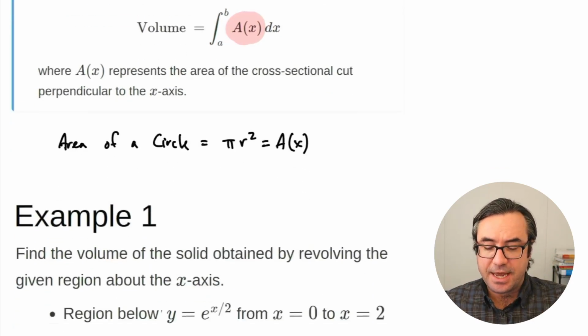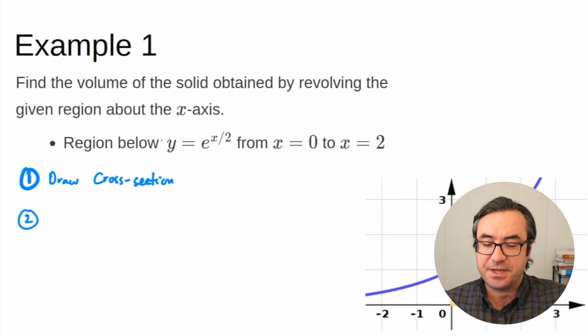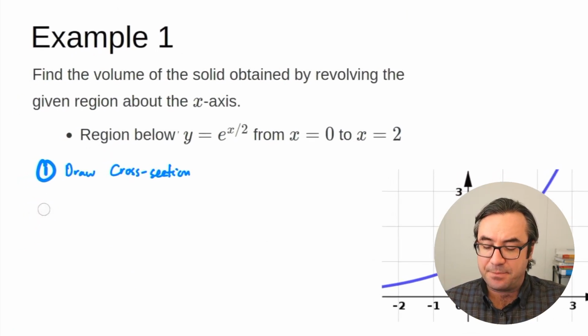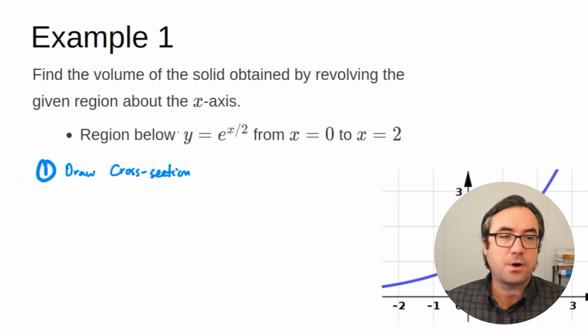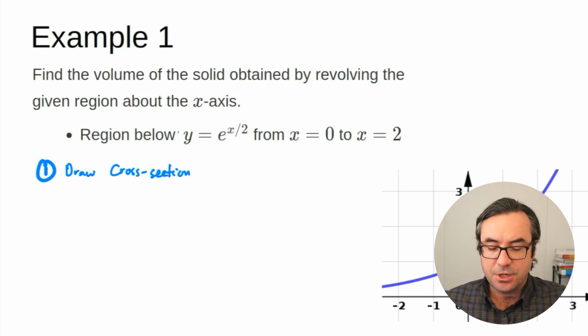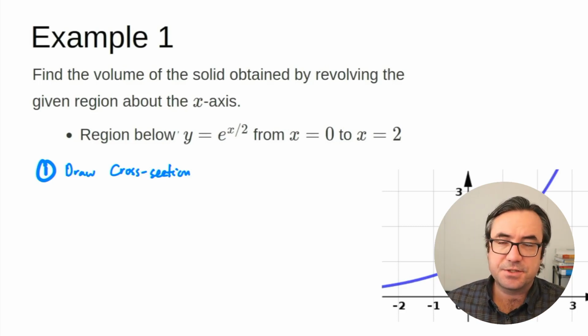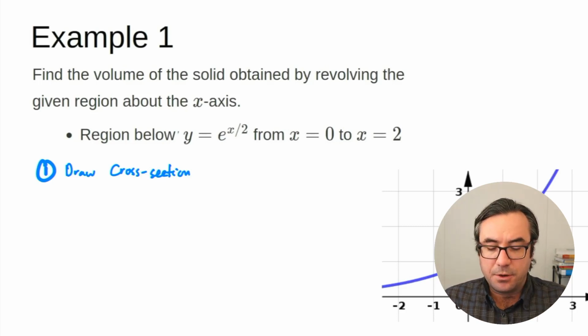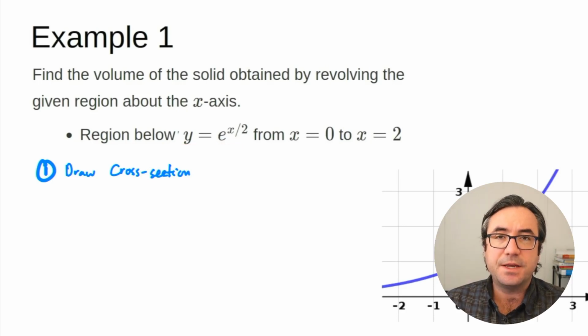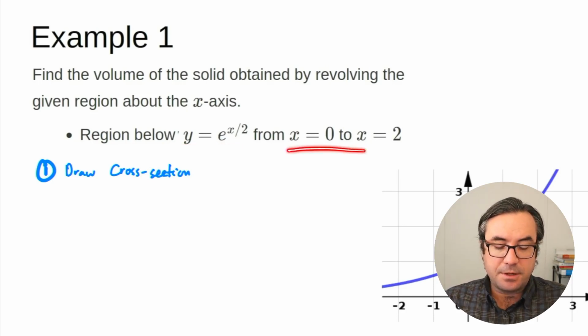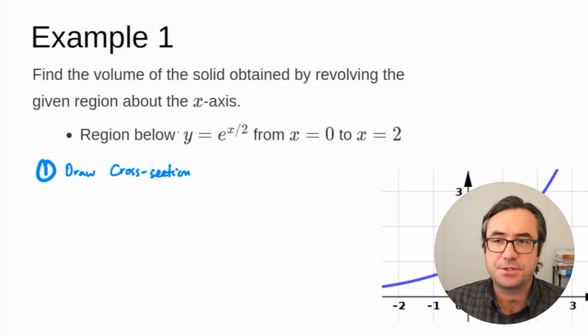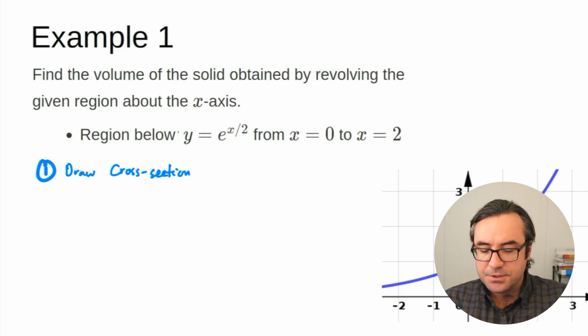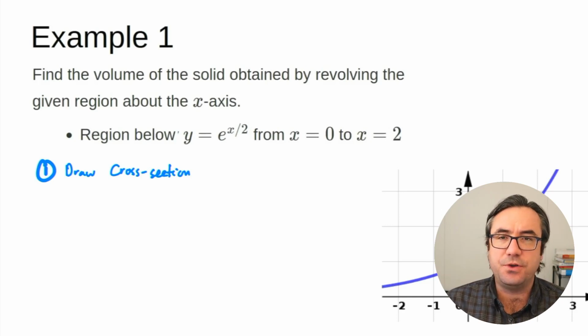So let's look at how to do this for this specific example. The first step is going to be, let's draw our actual cross-section for the region. The function here is the one we're just looking at, below the curve y equals e raised to the x over 2, and we're going to be looking from x equals 0 to x equals 2. Let's draw a cross-sectional view of what a typical washer, or a disc, is going to look like in this case.